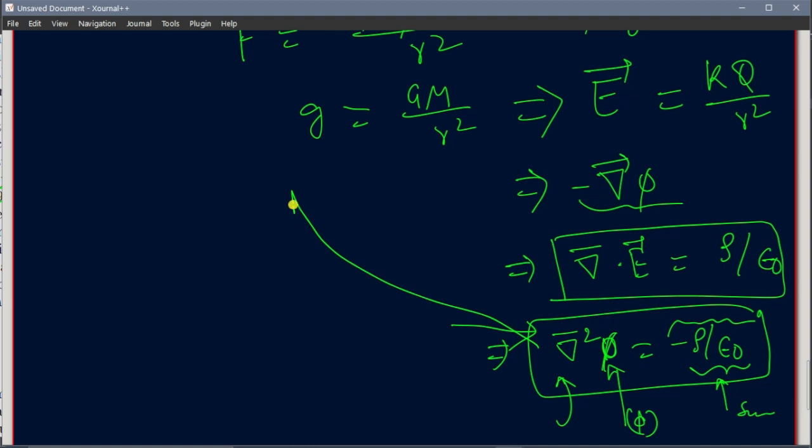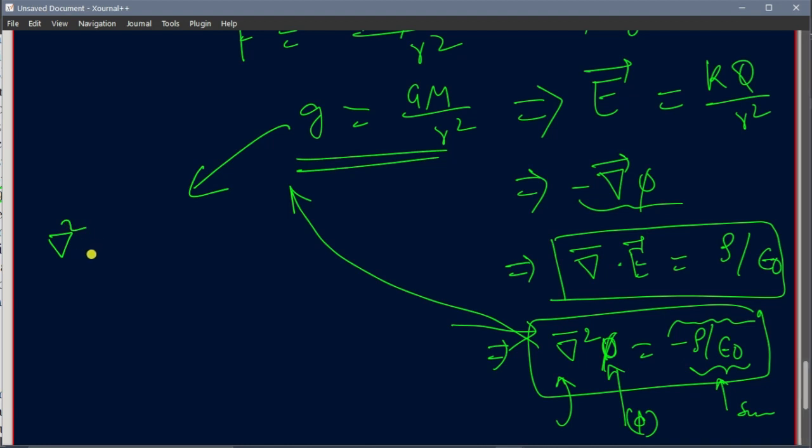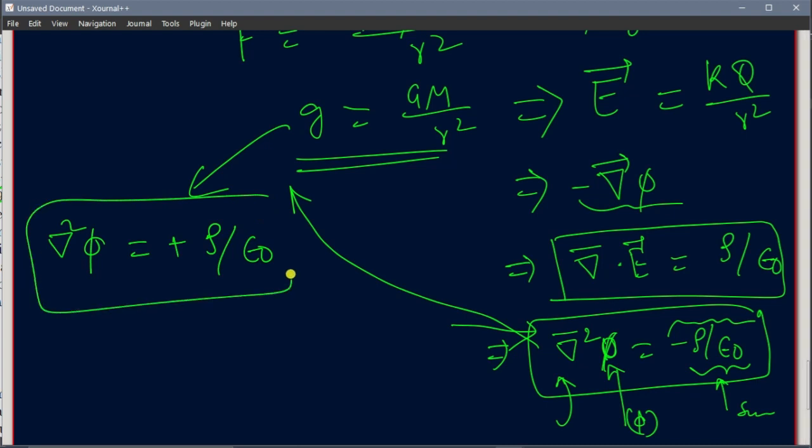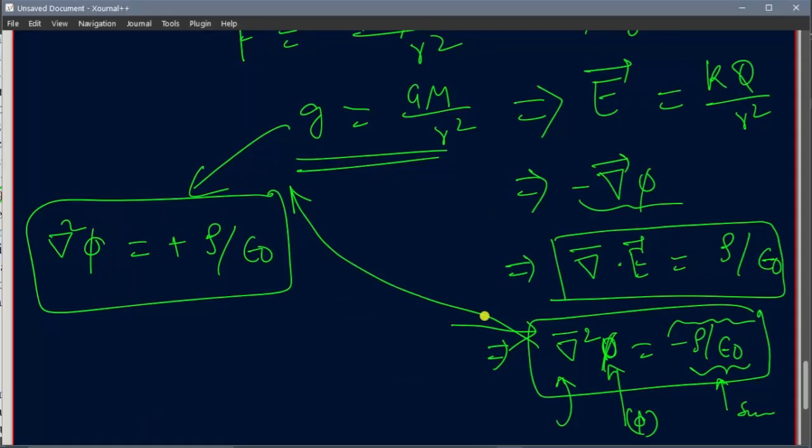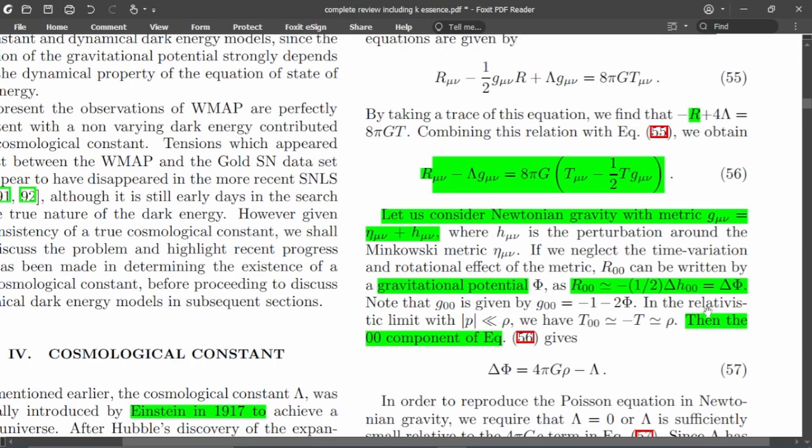Now this is also completely true for the gravitational field. In a gravitational field, let us say we can have some kind of potential which will eventually give you rho over epsilon naught, or simply rho over epsilon. Now if you neglect the time variation of the gravitational potential and calculate R00, it will simply be minus half del squared h00. So the Laplacian corresponds to del squared, and h00 has a component of phi. This is called the gravitational potential.